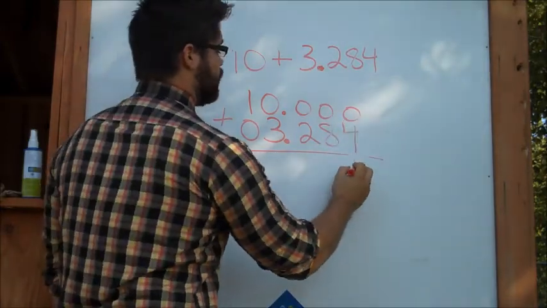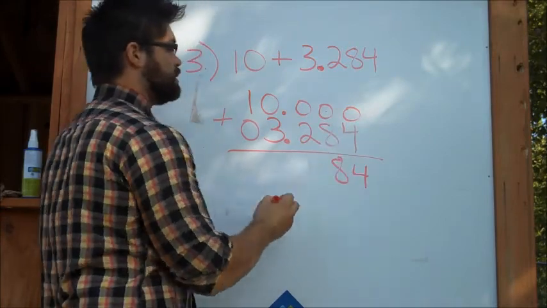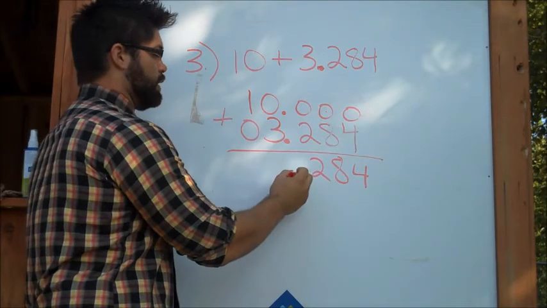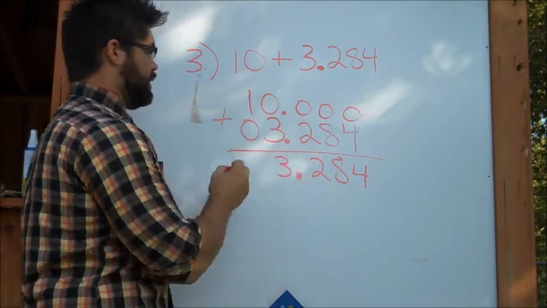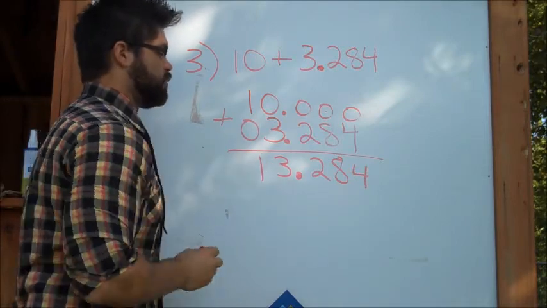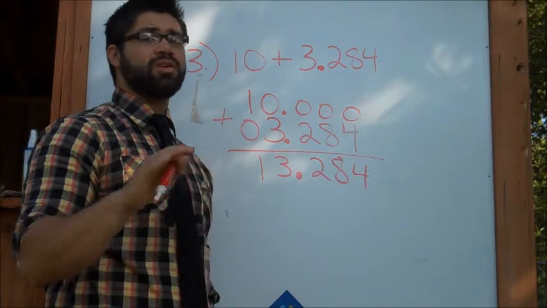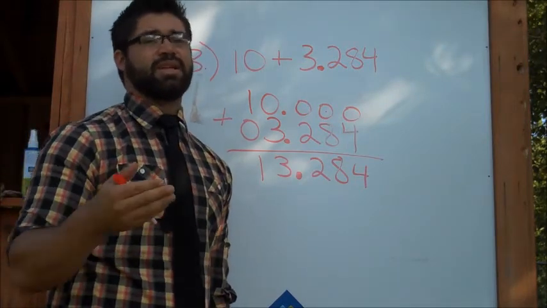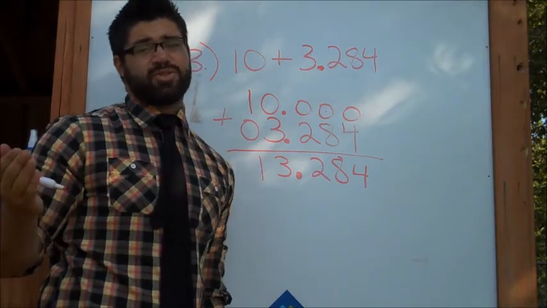So 0 plus 4 is 4. 0 plus 8 is 8. 0 plus 2 is 2. And I remember to bring down my decimal. 0 plus 3 is 3. And 1 plus 0 is 1. So even though it looks a little bit complicated, as long as you line up the decimal and remember that a whole number technically just has a decimal at the end of it, you'll be perfect and you just add like you've been doing since 1st or 2nd grade.